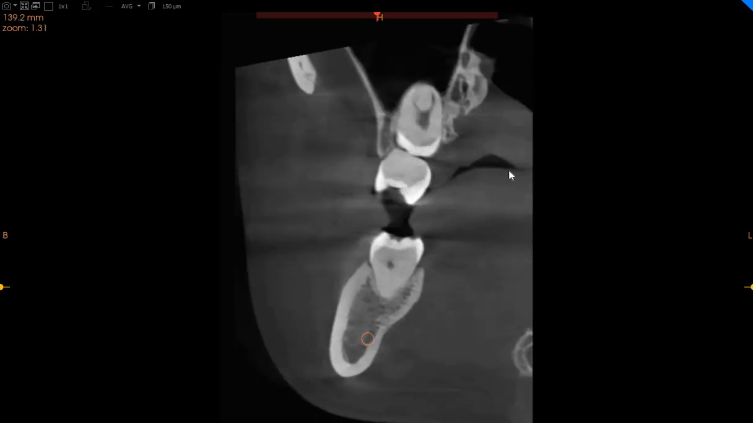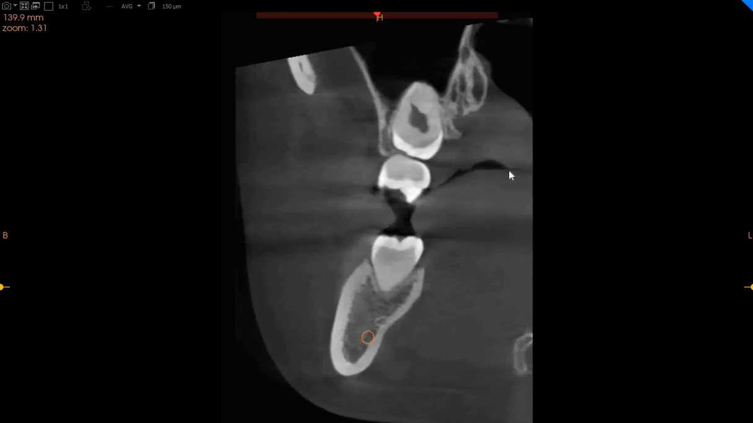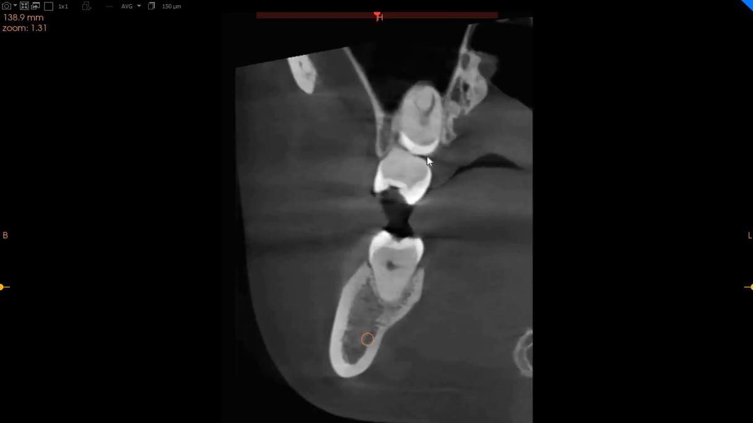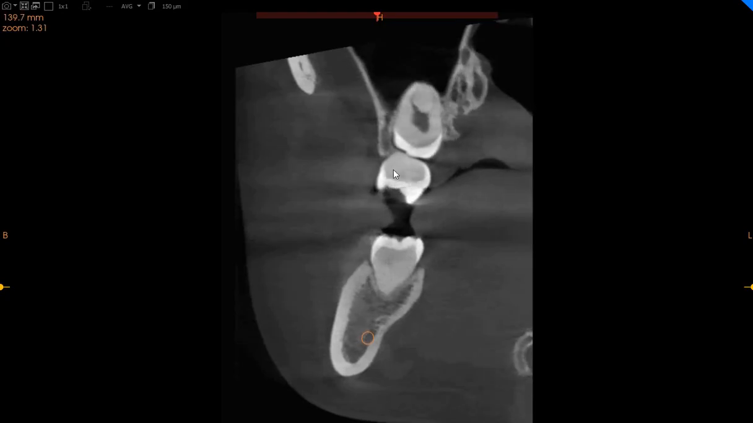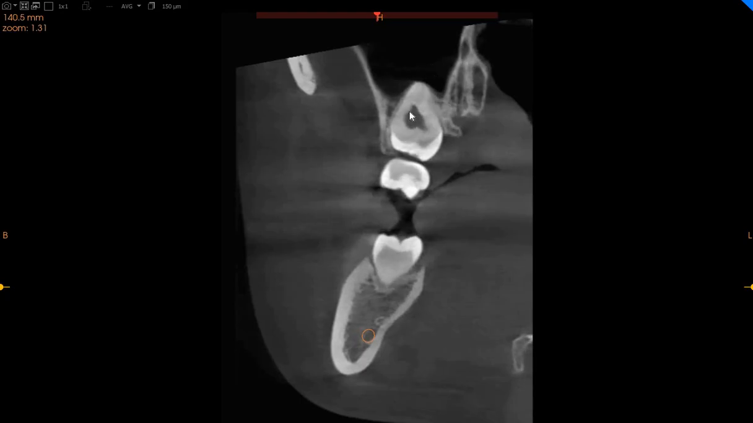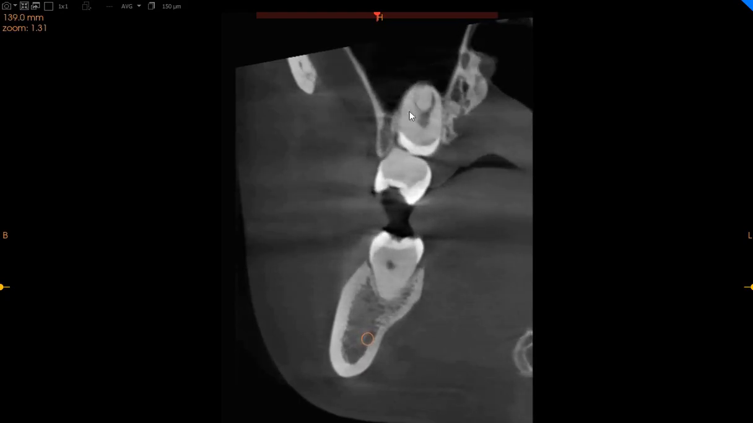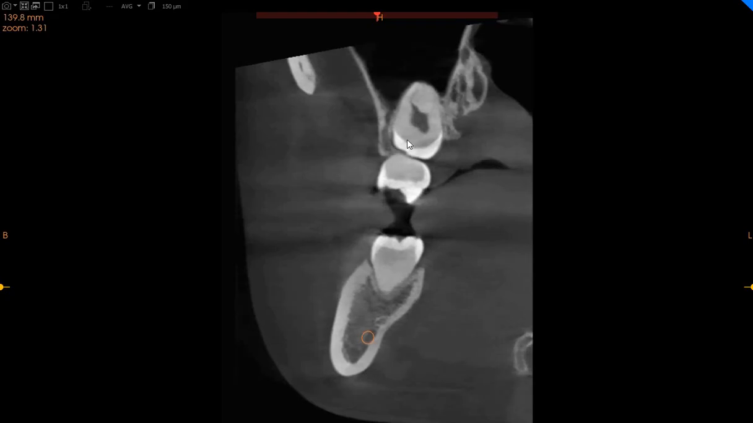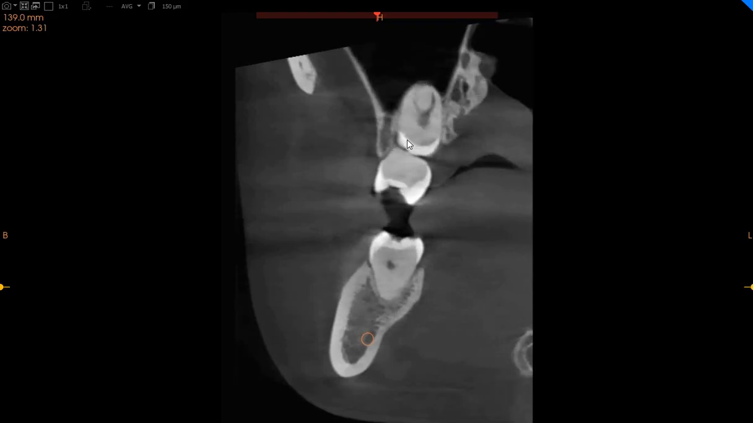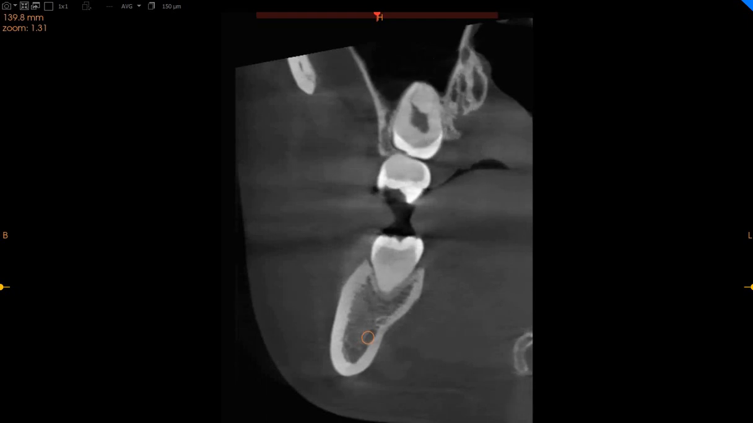Moving to the upper left 8, as you can see, the upper left 8 is very similar to the upper right. It's a very closely associated distoangular impaction, and distally it is associated with the 7, and the roots are very well embedded into the maxillary sinus. No sinusitis or radiolucencies can be seen associated. The difference in the upper left is that all three roots are fused together, as you can see here.